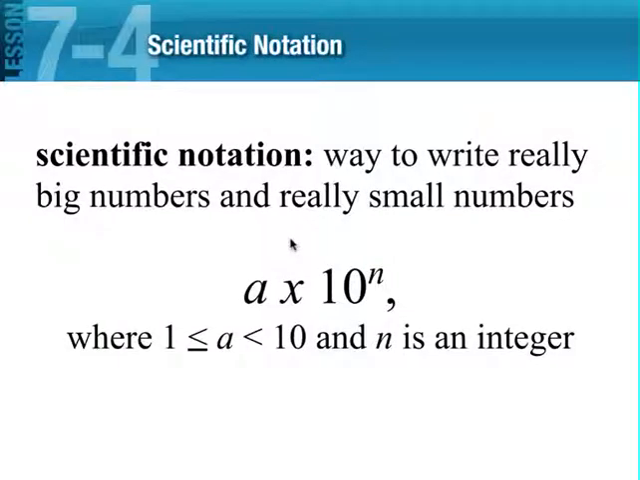Scientific notation is a way to write really big numbers and really small numbers. It's of the form a times 10 to the nth power, where a is a number between 1 and 10. Notice the equal to sign, that means it can be 1, but can't be 10. And n is any integer. Integer means a positive or negative number, so I could have a negative exponent here, and that's okay. A negative exponent just means it's a really, really small number.